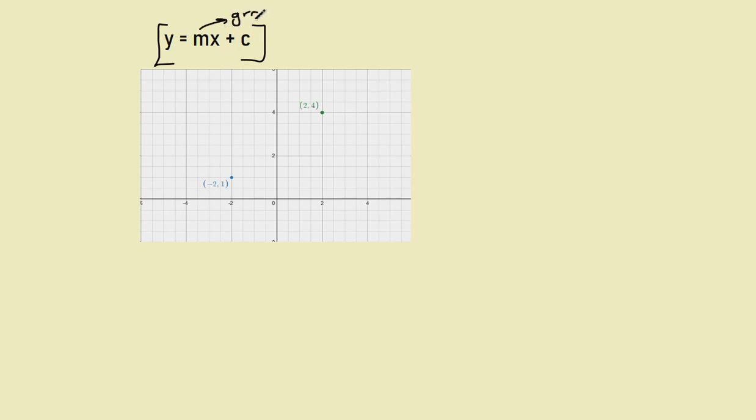And we know that m is the gradient, which is the steepness of the line, found by doing the change in y divided by the change in x. And c is our y-intercept. Okay, so let's put that into practice. You can draw a line between them if you want to. The first thing is to pick 2 coordinates on the line where we can generate the gradient from. I'm just going to use the 2 points I've been given because I know they're exact points.